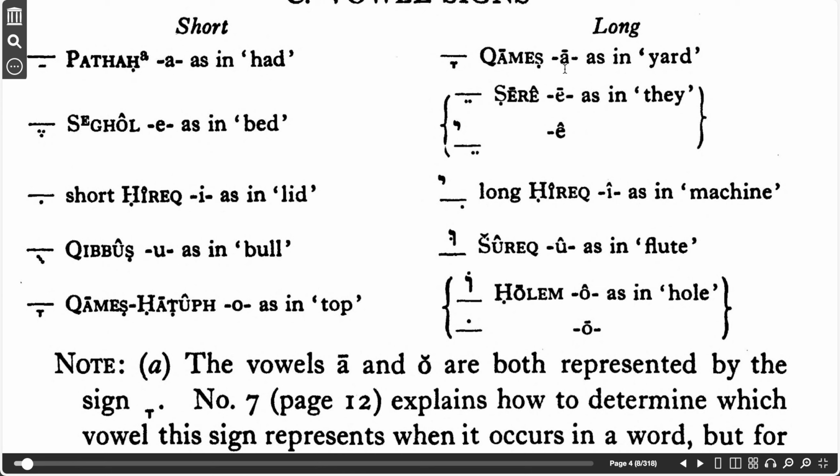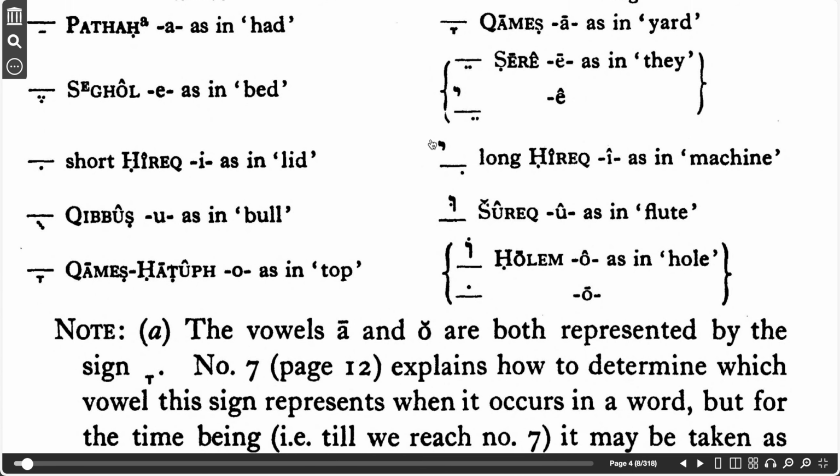Once we get to section number 7, he's going to explain to us the difference between when it is a kamats A and when it is a kamats hatuf, the short sound. So before we can learn the difference, he has to teach us some other things. So right now, don't worry about it. I just want you to see, though, that the kamats hatuf and the kamats A are the same symbol, but they represent different vowel sounds.